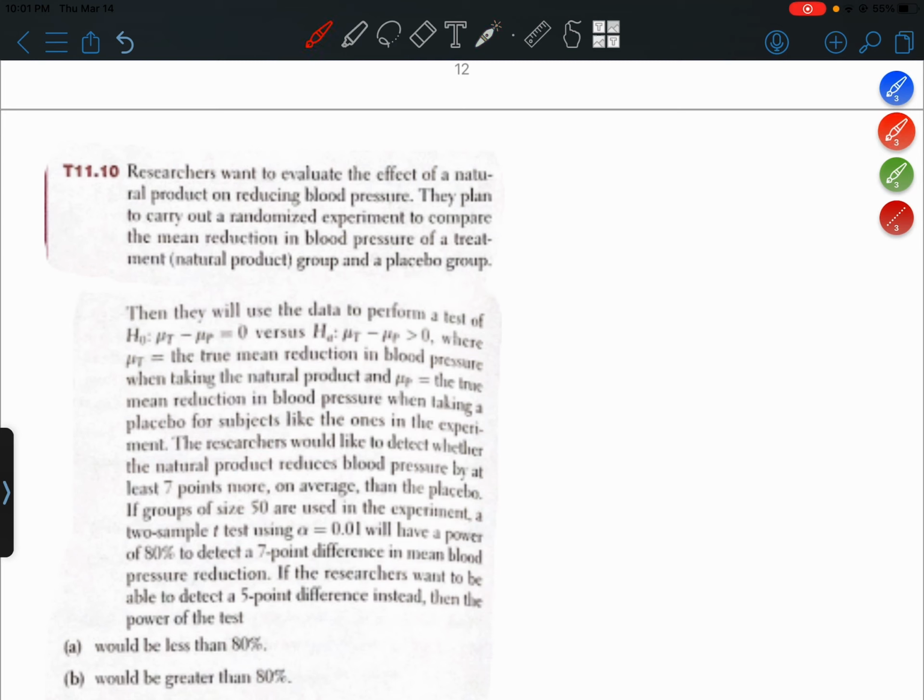So I would interpret this as, okay, mu t is the true mean reduction in blood pressure when taking the natural product, and mu p is the true mean reduction in blood pressure when taking the placebo. So this means that the reduction is the same. And this would be equivalent to saying that the reduction is greater for the natural product.